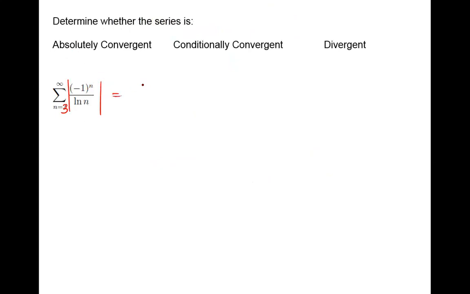I have to take the absolute value, and let's see what we have. The absolute value of the expression is still ln of n in the denominator, but -1 to the n will become just 1. So 1 over ln of n. And now, of course, I can't use AST; that's not my test anymore because I don't have the alternating part. Okay, I will try to compare 1 over ln of n, maybe with 1 over n.